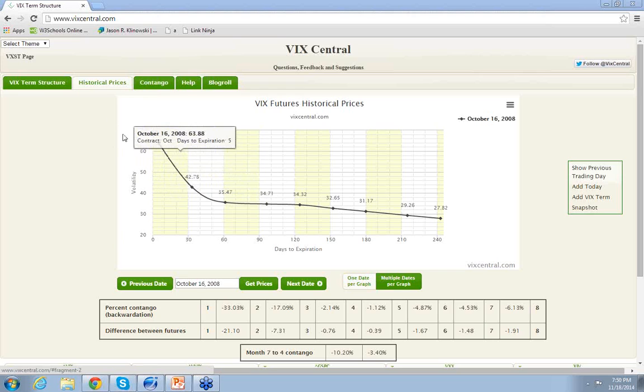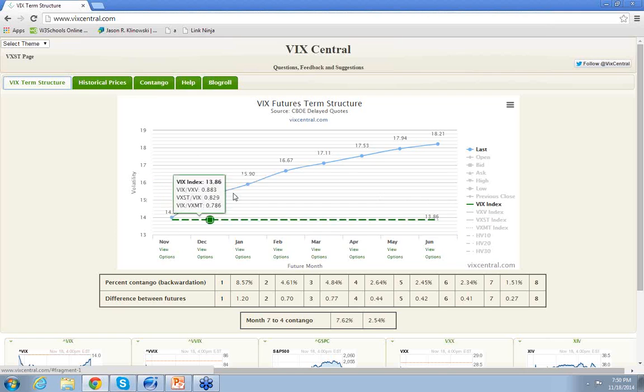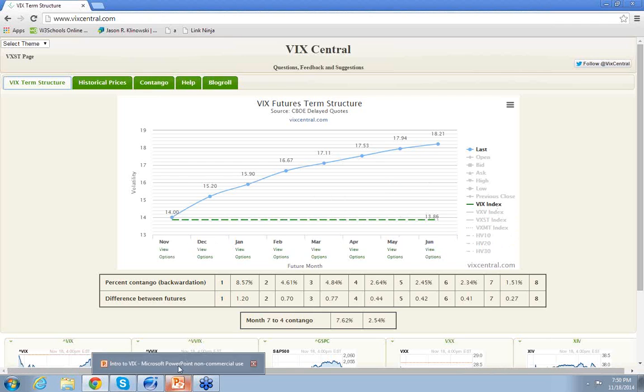No, this is backwardation because the front month's over here. This is the near-dated stuff. This is the long-dated stuff. You have to look at this thing backward. And then a contango chart looks like this. See, this is Nov, this is June. So we move this way. I know it's weird. We move from right to left, so it's like reading Hebrew.